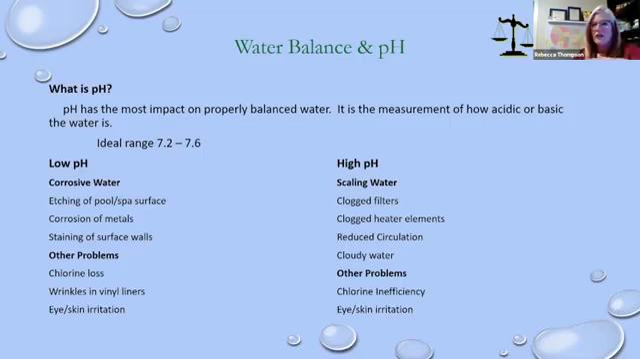Anything outside of that 7.2 to 7.6 range can lead to eye irritation for the swimmer. And we all know when we've got kids in the pool, we don't want them coming out with red eyes. I've heard over and over, oh, the chlorine burns my kids' eyes. Well, the chlorine does affect the pH, but truthfully, it's the pH that's burning your kids' eyes.